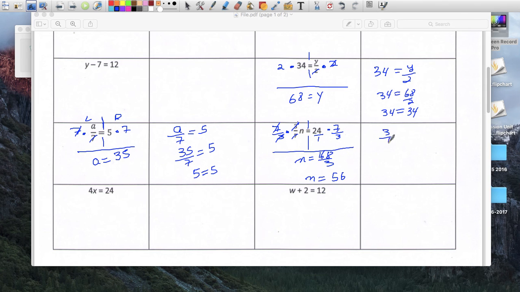So 3/7 of n equals 24. Let's see. If you had $56 and I say, please hand over 3/7 of that amount, would that equal 24? I don't know.